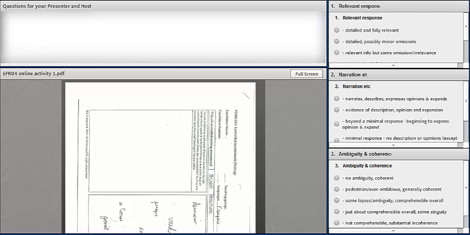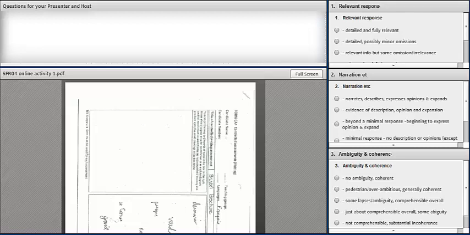So is it detailed and fully relevant? Is it detailed with minor omissions? So you'll have to see, does the stimulus say you must include the following, or just you could include the following? And so on, right down to the bottom one, little relevant info. So what I'd like you to do is, in a moment, to read through that, and to read through the task, and to place a vote in that box.